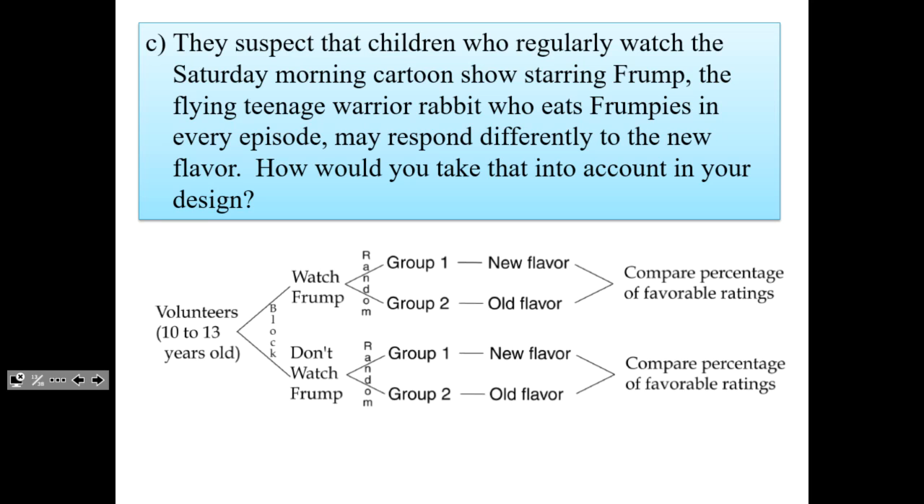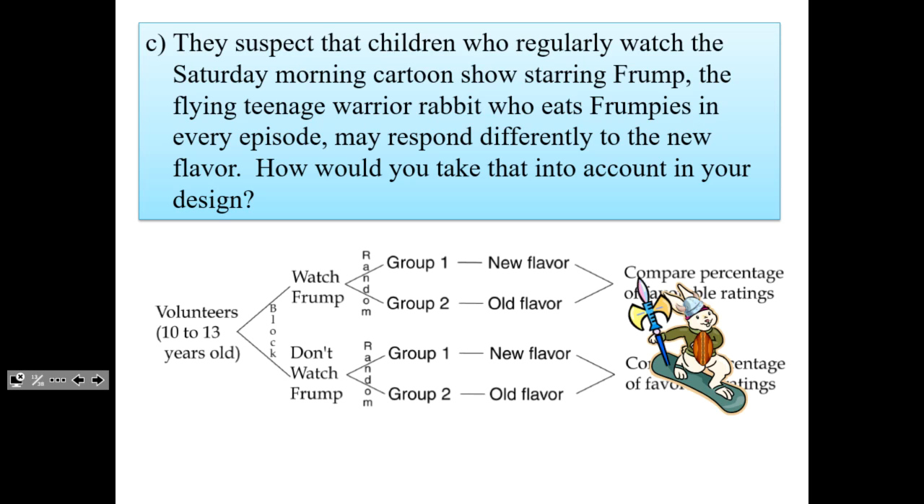This is how I use blocking. I think watching the show affects the response, so I block based on that variable. But again, the random assignment now was within each group. Each block gets a random assignment. And again, describe it. How would you do that random assignment?